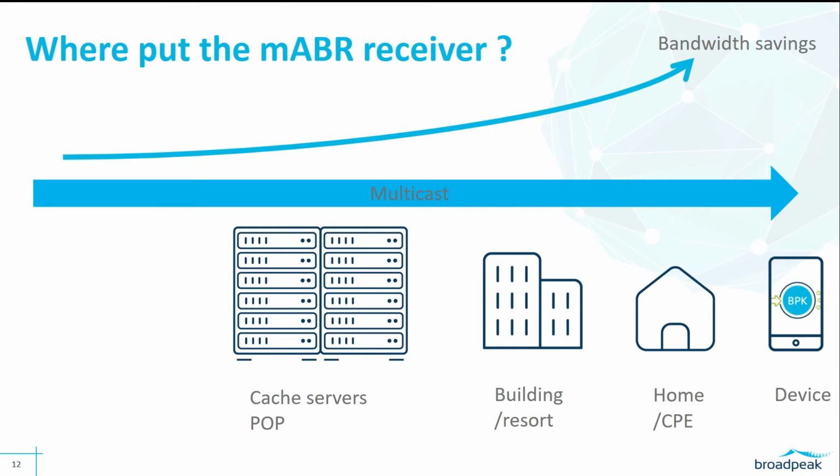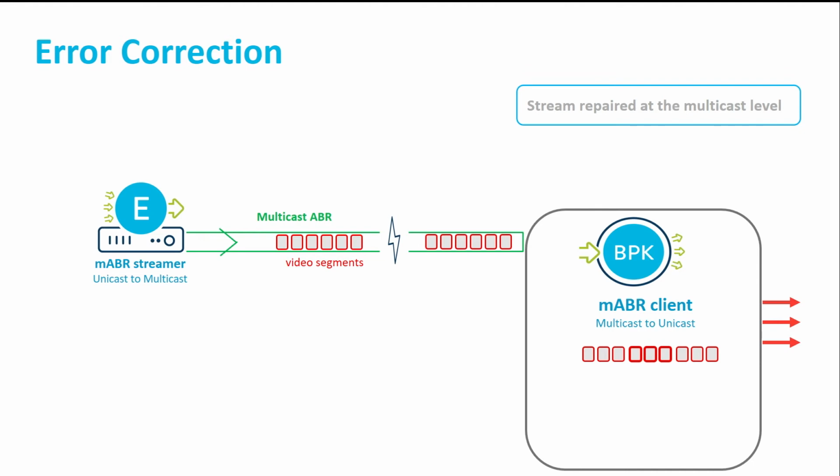And it's not because we're using multicast that we don't have to take care of the quality of service for the end users. Everybody knows that multicast is not a reliable protocol, so we need to have some solution to correct the missing packets that we could have in the network. So the first solution is using FEC and to put extra packets in the multicast itself, and the mABR client will be able to correct this multicast and then switch back to unicast to stream to the end users. So this is one solution that we have with multicast ABR.